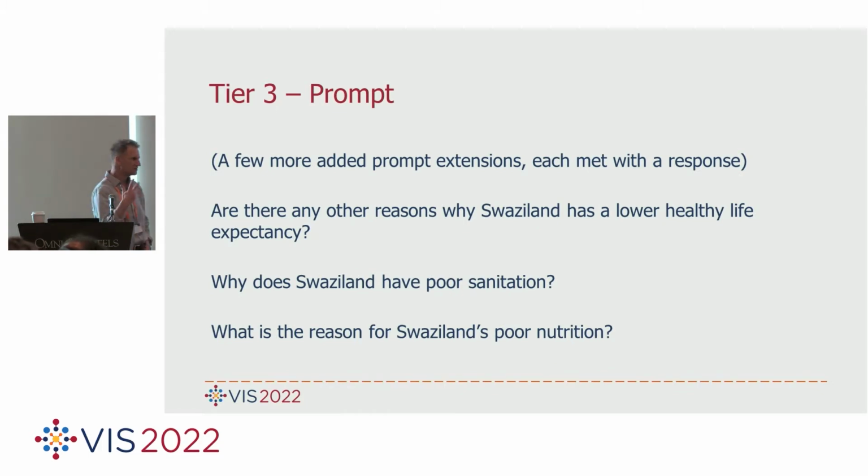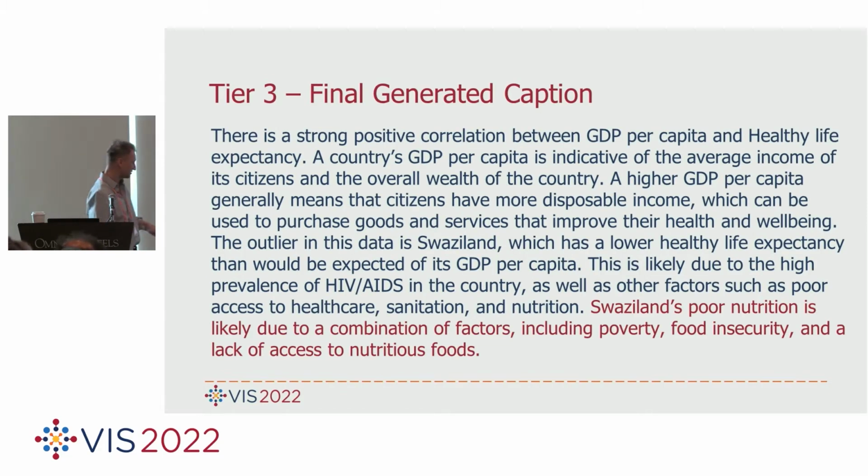Then we wanted to dig a little more, so we added more stuff to the prompt. Are there any other reasons why Swaziland has a lower healthy life expectancy? Why does Swaziland have poor sanitation? So it was prompted by what GPT returned to us, right? And then we got a little more out of it.